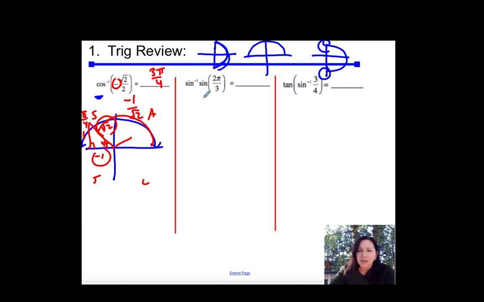For the second question, this says, what is sine of 2pi over 3? So sine of 2pi over 3 is over here. Remember, this is a third less than a whole. So this being pi here, this is a third.